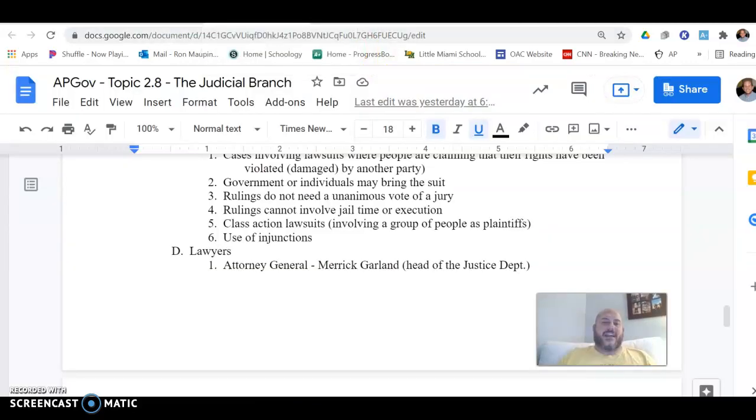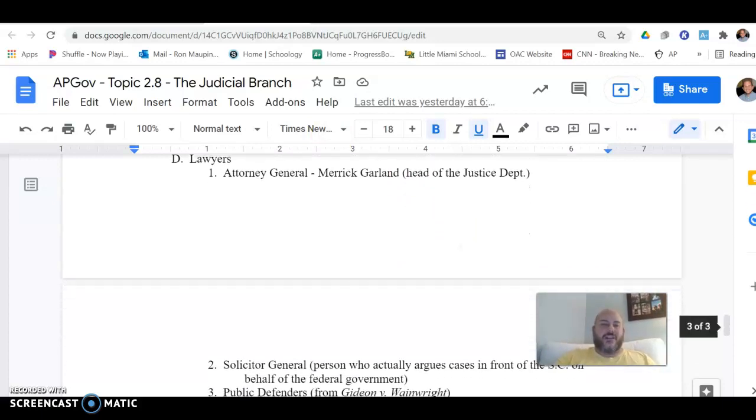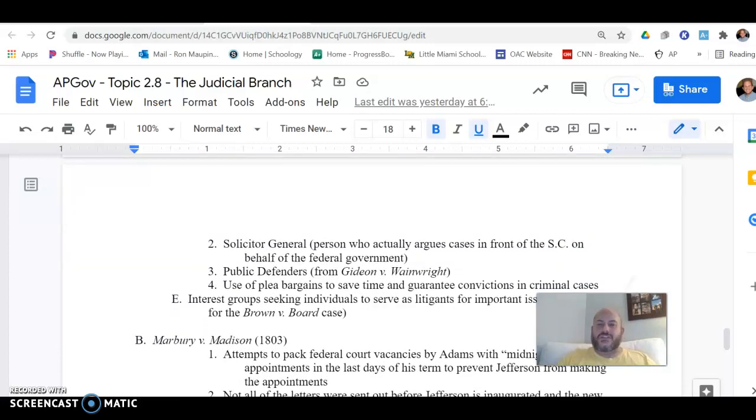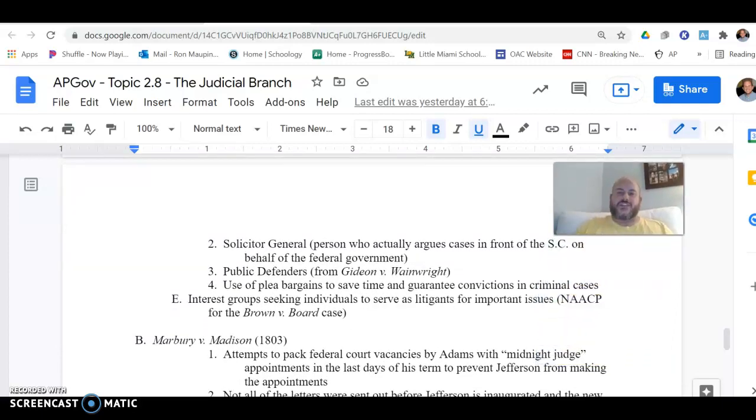Now, if Merrick Garland is really a manager more than a lawyer, then who's actually arguing these cases? Well, that position goes to what we call the Solicitor General. The Solicitor General is responsible for actually arguing the cases that represent the federal government in front of the Supreme Court. That is really, in essence, the top truly arguing lawyer.